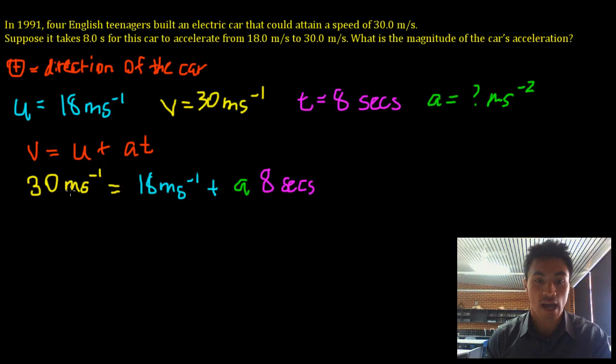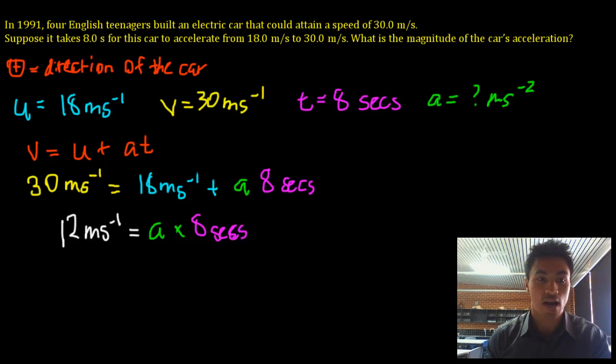In order to get our a out, we take away 18 from both sides, so it'll be 30 minus 18, which I believe is 12. So 12 meters per second equals our a, green a, times our 8 seconds.